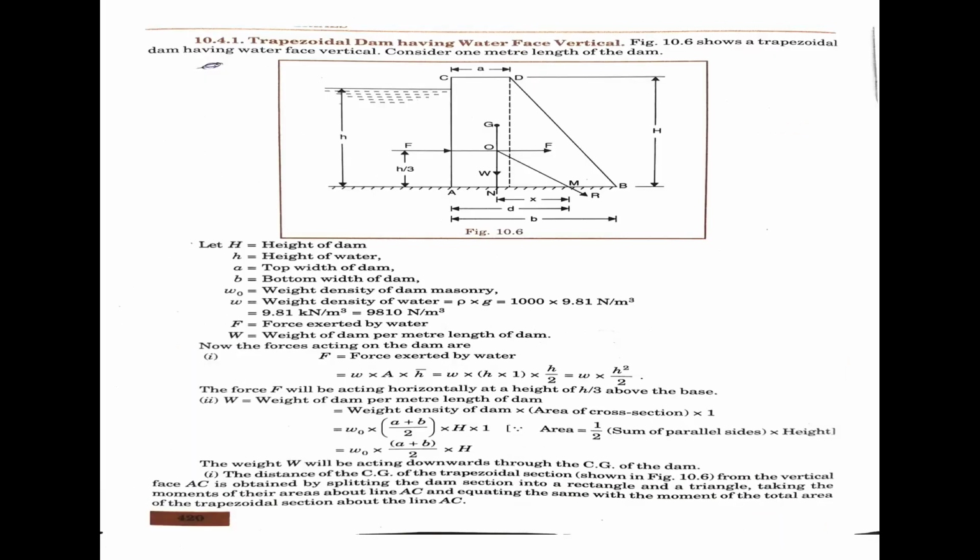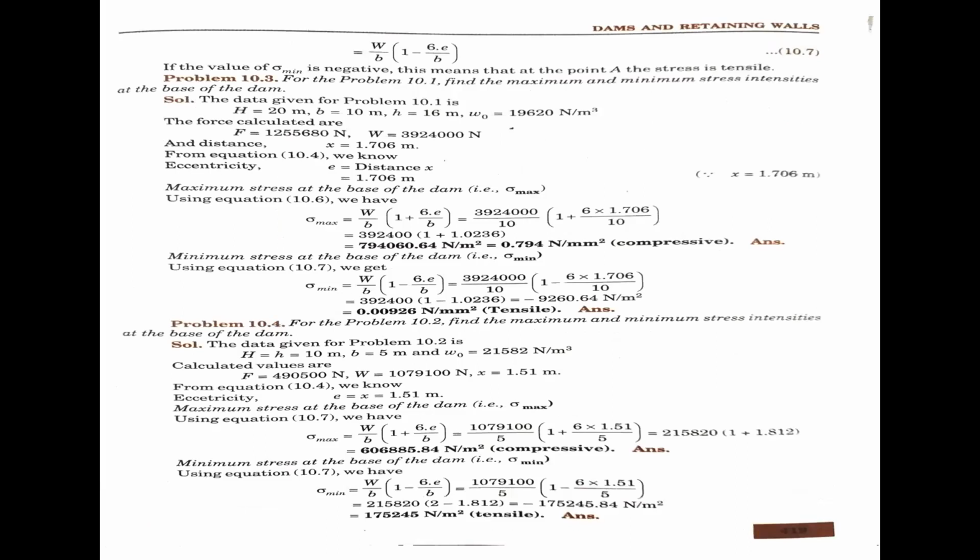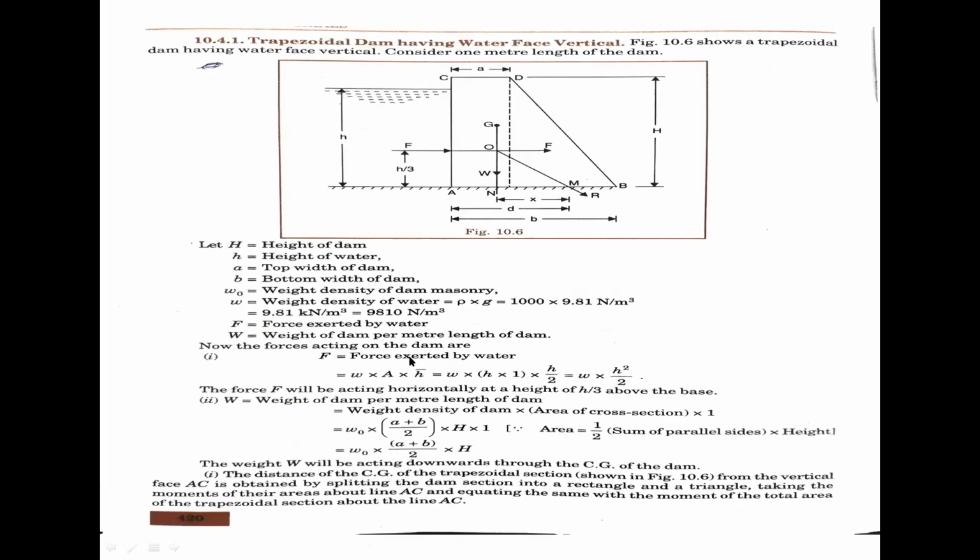In the derivation, you have to consider calculating the maximum stresses and minimum stresses. Last class I explained the rectangular dam, calculating the maximum stress as W by B into (1 plus 6e by B) and the minimum stress as W by B into (1 minus 6e by B). Now you have to take the trapezoidal section and the derivation part. Finally, take x equal to e for eccentricity.